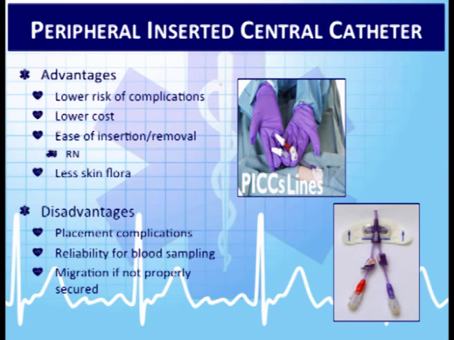Again, the advantages: lower risk of complications, lower costs, ease of insertion and removal. In the healthcare, if the patient needs to have it removed, there's RNs that will have training in removing those. Less skin flora. The disadvantages: you have the placement complications like you have with everybody. Reliability for blood sampling. We'd like to say that the PICC line always gives us blood, but that's not always the case. And migration if it's not properly secured.